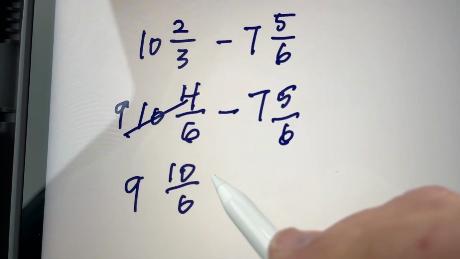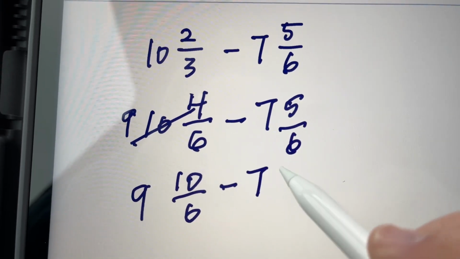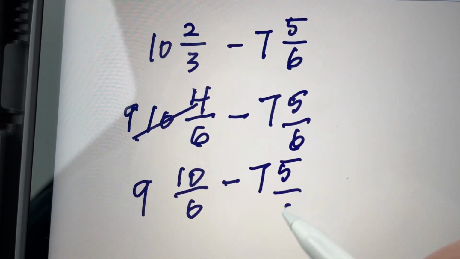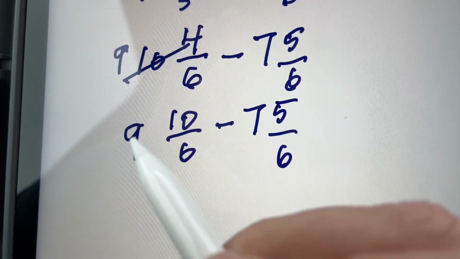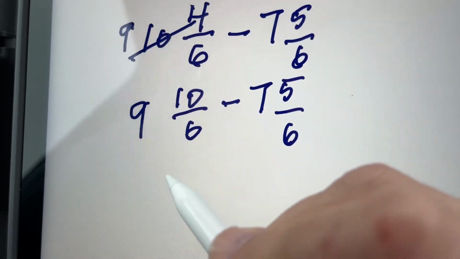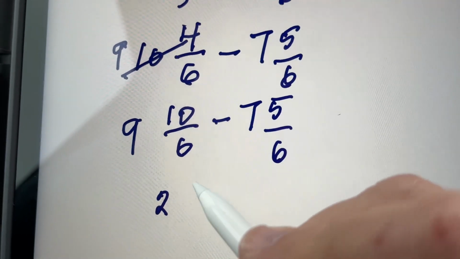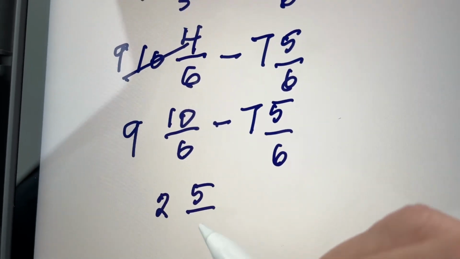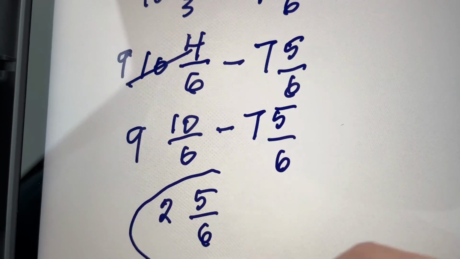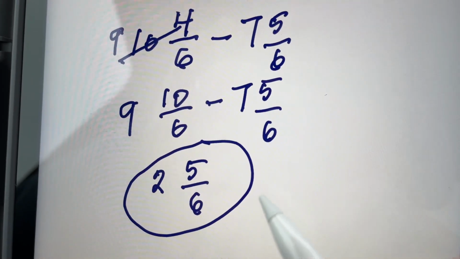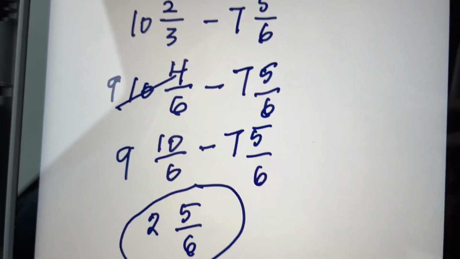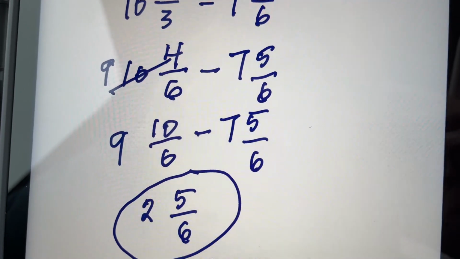And then over here, this part has not changed. So the benefit now is I can do 9 minus 7, which is 2. And I can also do 10 minus 5, which is 5. So this is 2 and 5/6. So this is a good way of thinking about that problem with borrowing involved. So that's one way to do that.